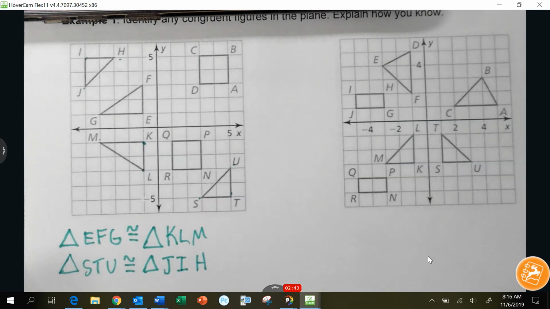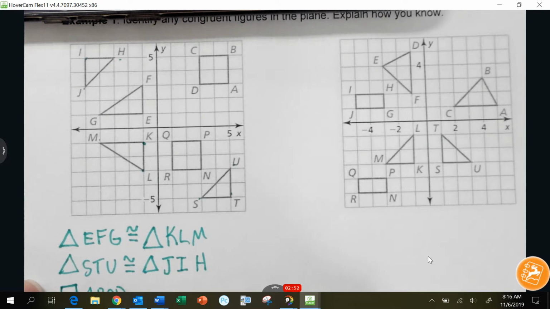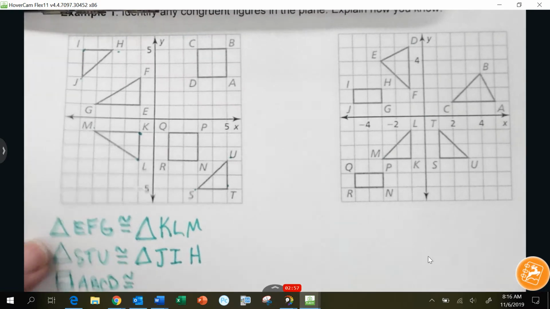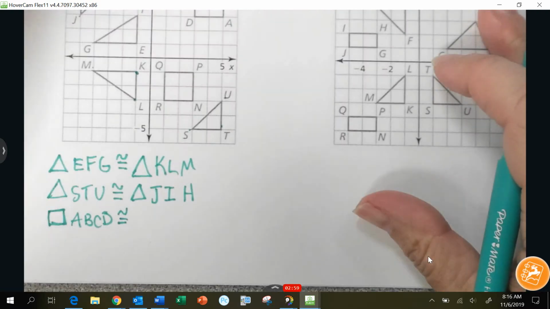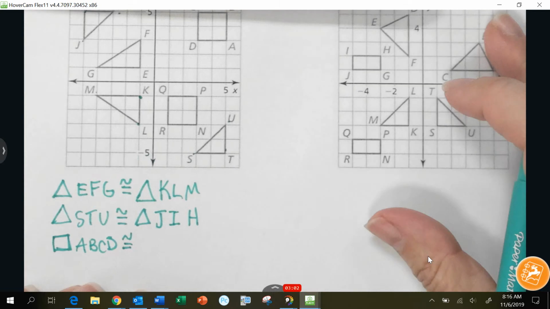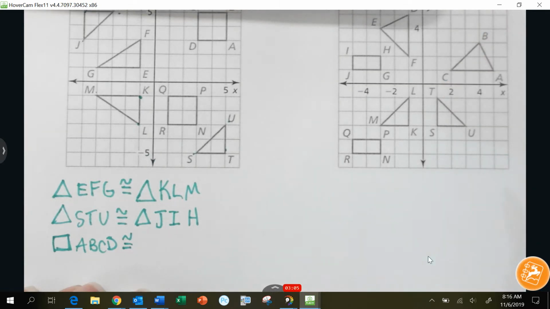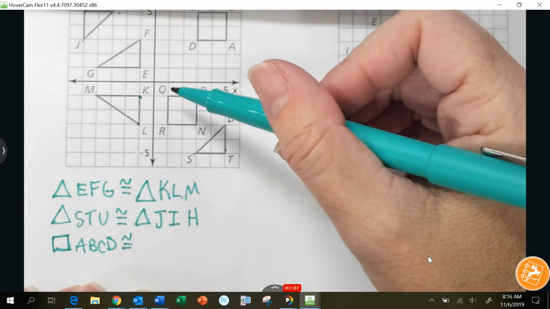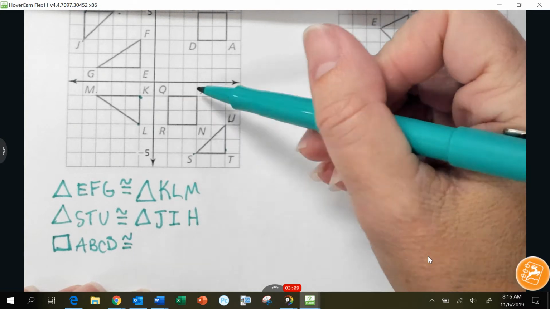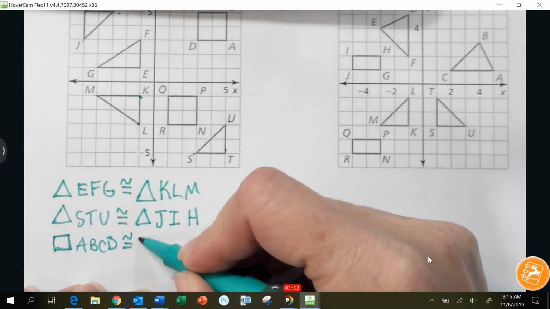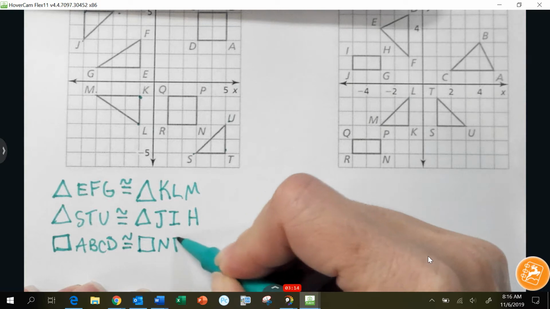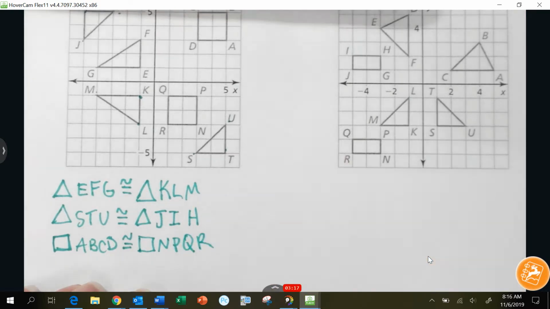All right, I'll give you a hint. A, B, C, D. Quadrilateral, or maybe a square in this case. ABCD is congruent, oh sorry, you can't see it, is congruent to. What do you think? NPQR. Is that what you said? Okay, now we have to say why.